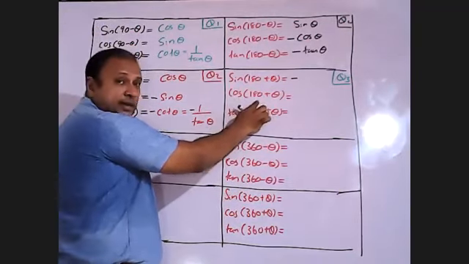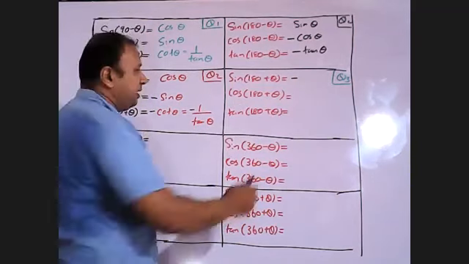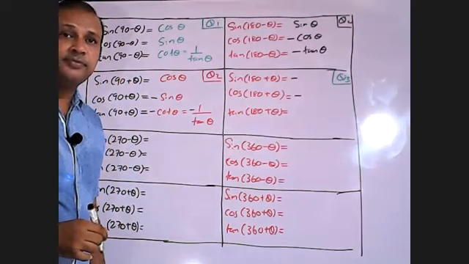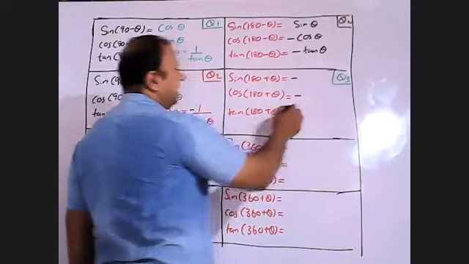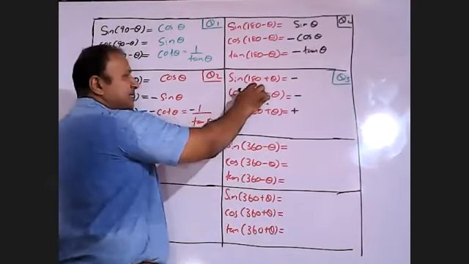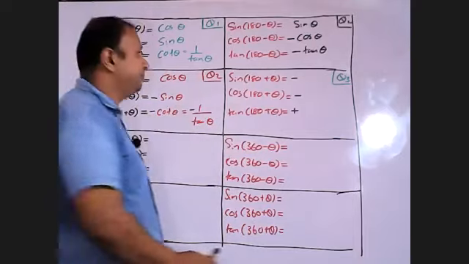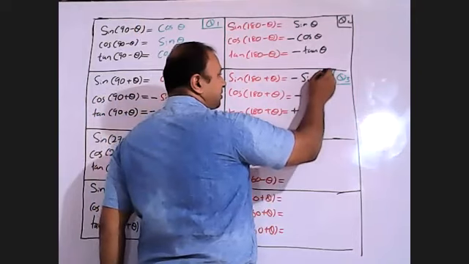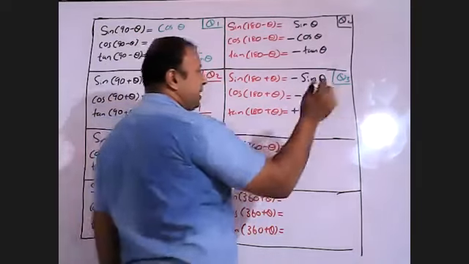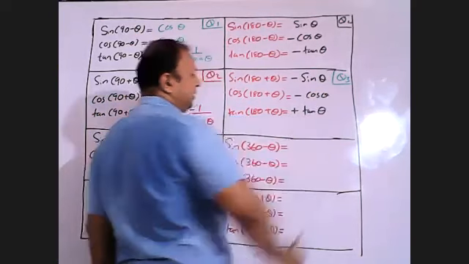Cos value of 180 plus theta? Negative. Tan value of 180 plus theta? Positive. Now you can determine the magnitude. As this is an even multiplication, sine remains as sine, cos remains as cos, and tan remains as tan. This is equal to cos theta. This is equal to tan theta.